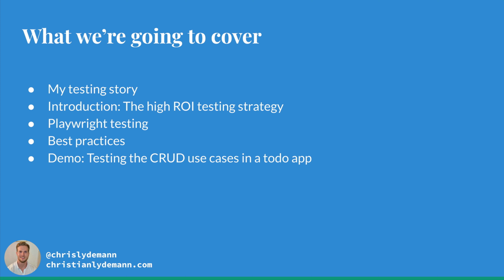Here's what we're going to cover. In this module, we're going to first cover how I refined my take on testing and why you should follow this specific testing strategy to get the highest return of investment on your testing. I'll explain what this strategy is about. And we're going to dive into Playwright testing, how to do this strategy with Playwright, some best practices with Playwright, and then you're going to see a full demonstration on how to cover to-do app use cases with Playwright. So let's dive in.